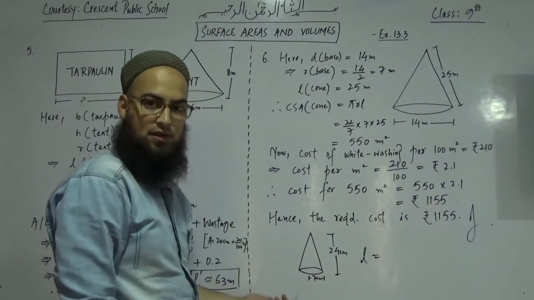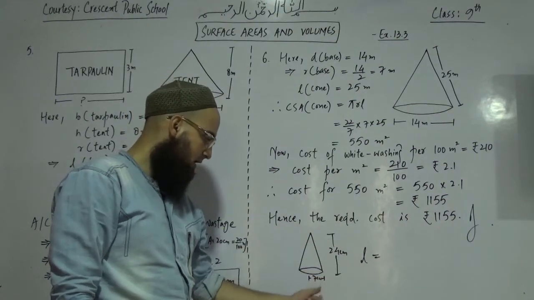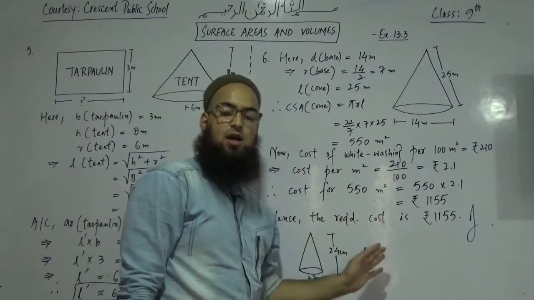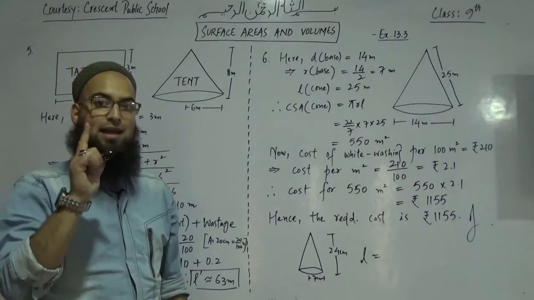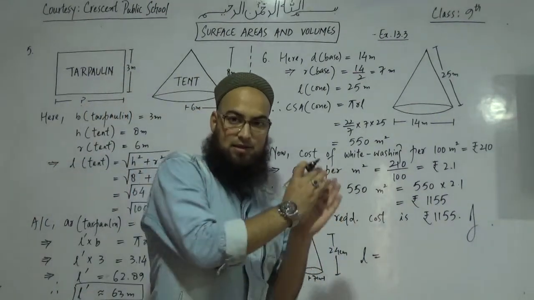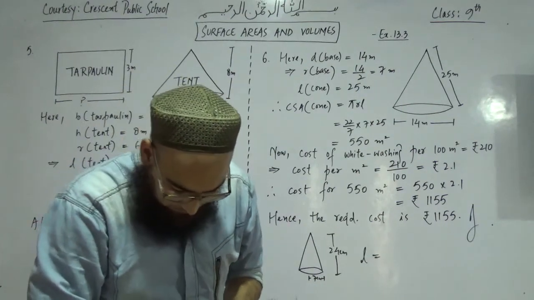Now you can find the curved surface area. Curved surface area is pi r l. Pi you can take as 22 by 7, then r is here and l is here. So you get the curved surface area of one cap. And the curved surface area of 10 such caps is that curved surface area multiplied by 10. So you'll get the answer.